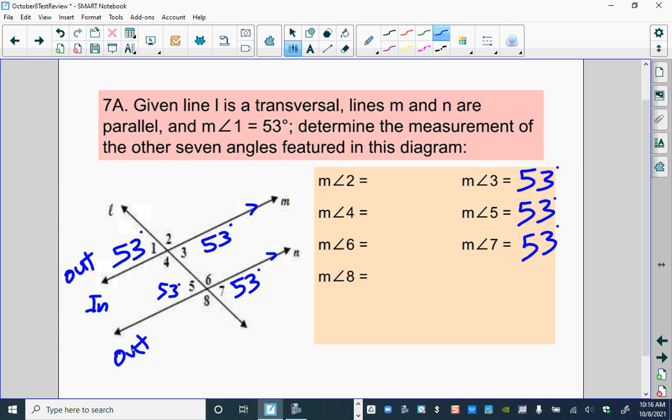Yes, Captain. You do 180 minus 53. 180 minus 53 for these. Yes, very good. Careful. 127. 180 minus 53 is 127. Now with angle 2, with respect to angle 1, what's their relationship, angle 1 and angle 2?